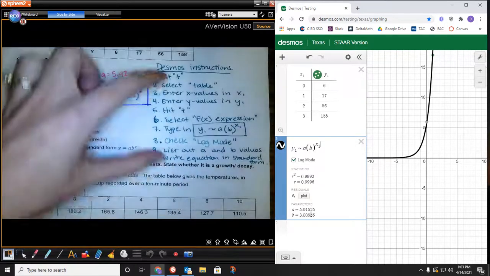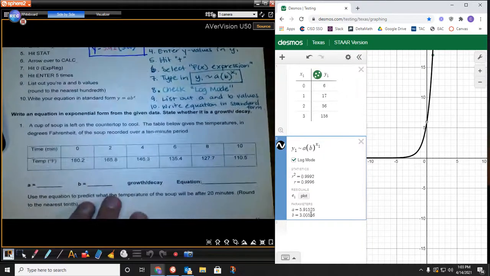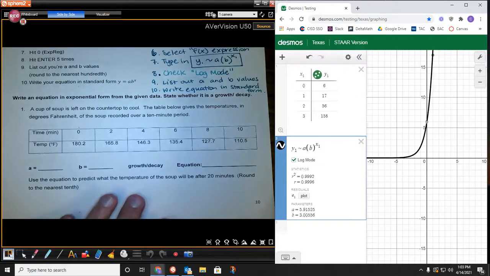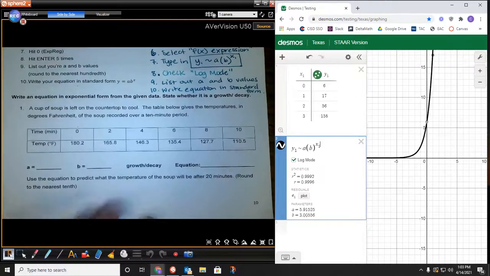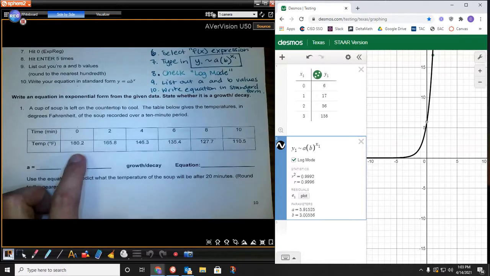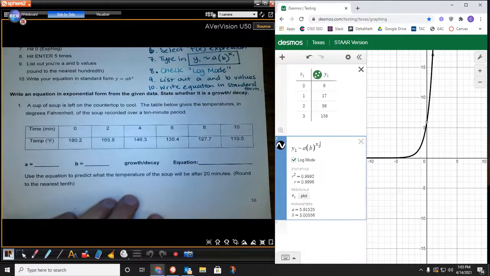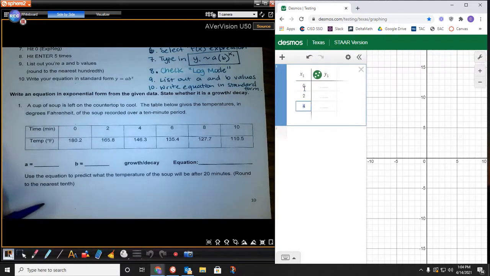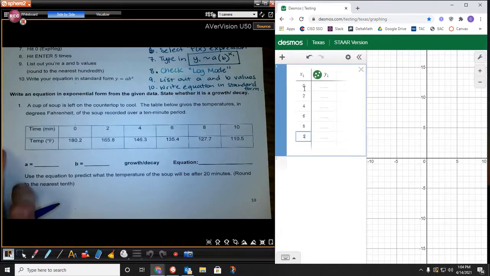All right, let's follow these instructions again, but now we're going to try it with number 1 right here. A cup of soup is left on the countertop to cool. This table gives the temperatures in degrees Fahrenheit of the soup recorded over a 10-minute period. So I'm going to take this off, add a table, and put all my time in my x values. That's going to be 0, 2, and then 4, 6, 8, and 10.